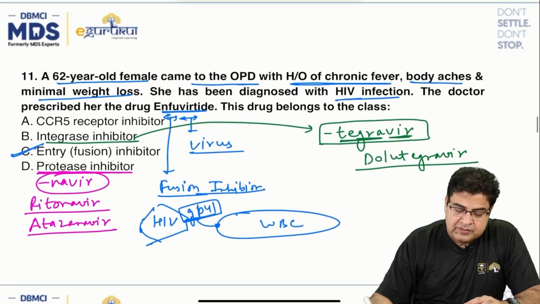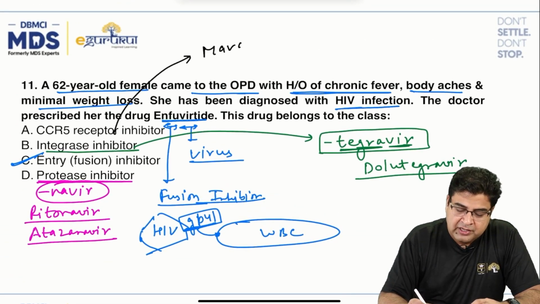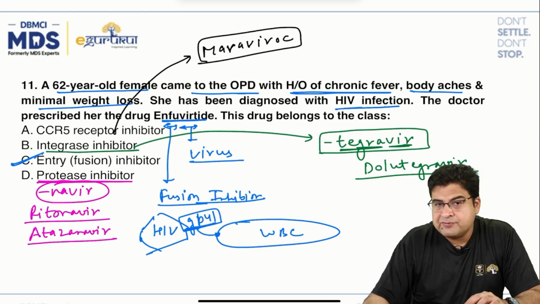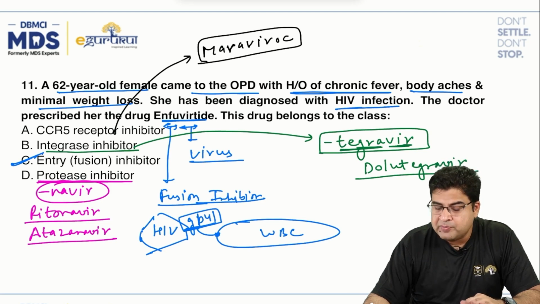Now we have a drug which is a CCR5 receptor inhibitor. Just remember, it's a unique name of the medicine. The drug name is Maraviroc. So Maraviroc is one more drug which is a CCR5 receptor inhibitor, and this will also stop the virus entry.